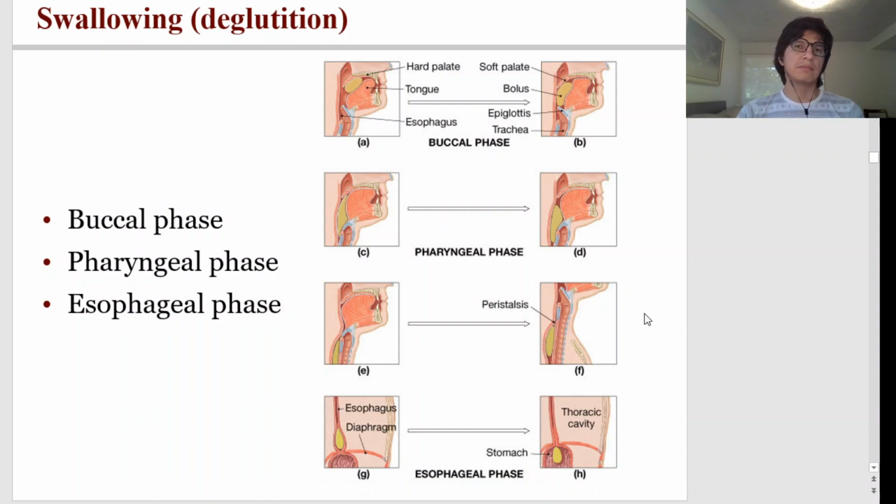That is why we are in control of when we swallow. Eventually, once it passes the esophagus, it passes through the diaphragm and then through the cardiac sphincter into the stomach.